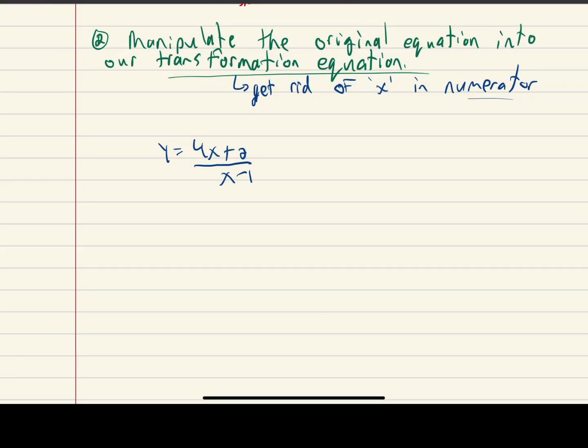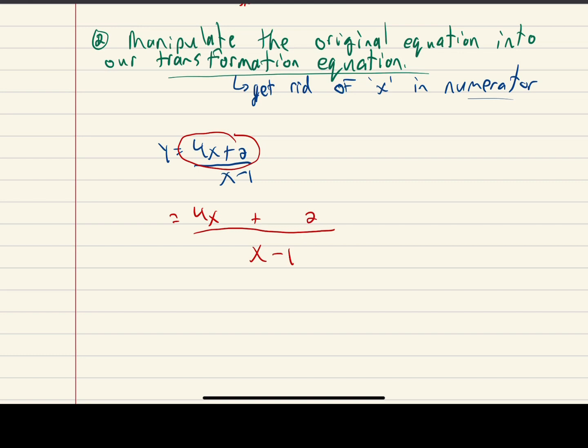Now, there doesn't seem to be any strategy here, or factor, I should say, that can allow us to remove the x from the top. What I'm going to do is change the way that this is expressed so that I can eventually manipulate it into the equation that I need. What I mean by that is, imagine I did 4x, and then I write a blank here, and then plus 2, and then that's all going to be over x minus 1.